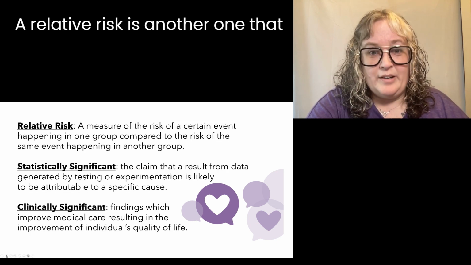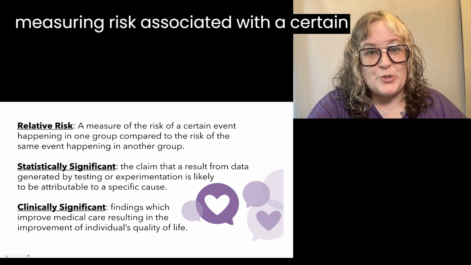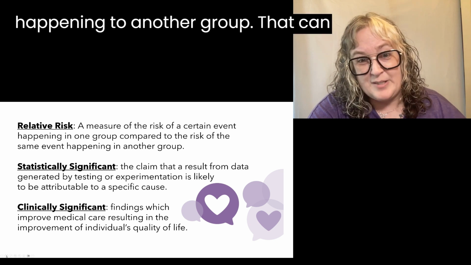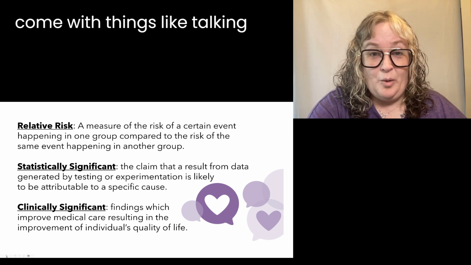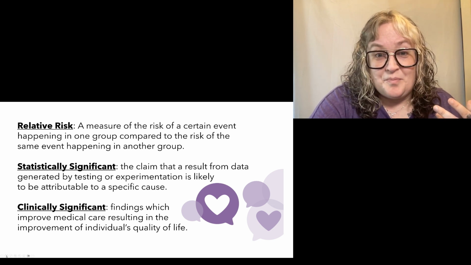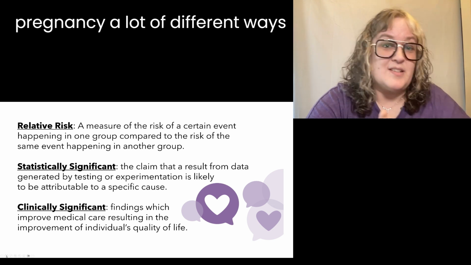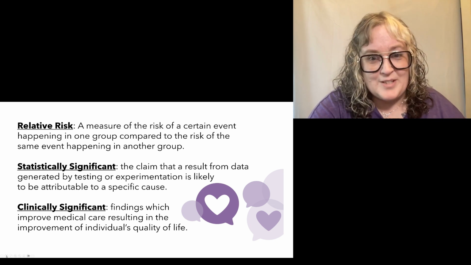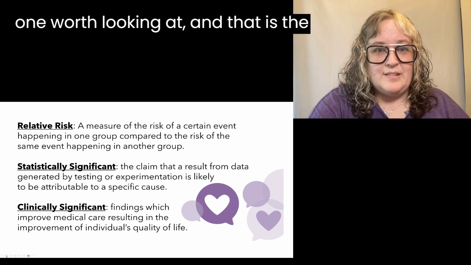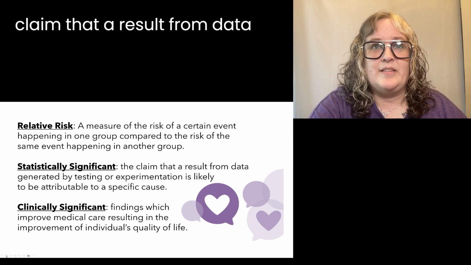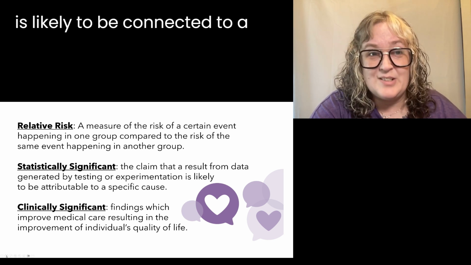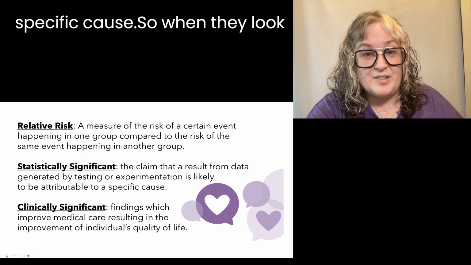Relative risk is another one that might come up, and that's measuring the risk associated with a certain event compared to the risk of it happening to another group. That can come with things like talking about associations between certain types of health activities and pregnancy, and a lot of different ways that can come up as well. Statistically significant is another one worth looking at, and that is the claim that a result from data generated by testing or experimentation is likely to be connected to a specific cause.